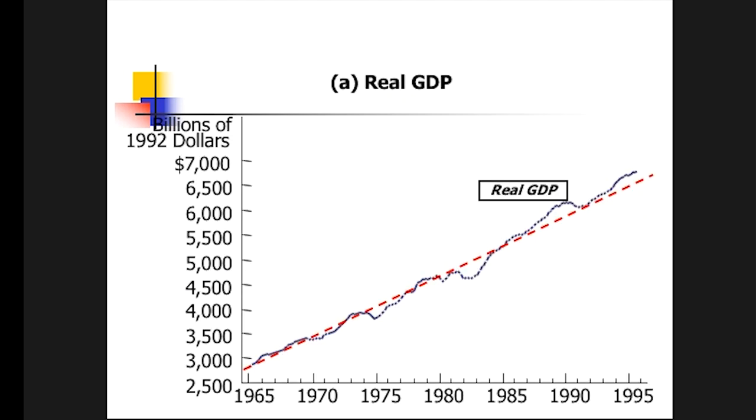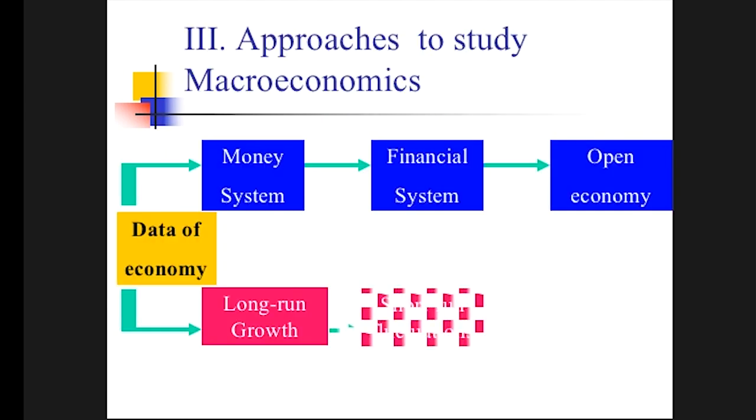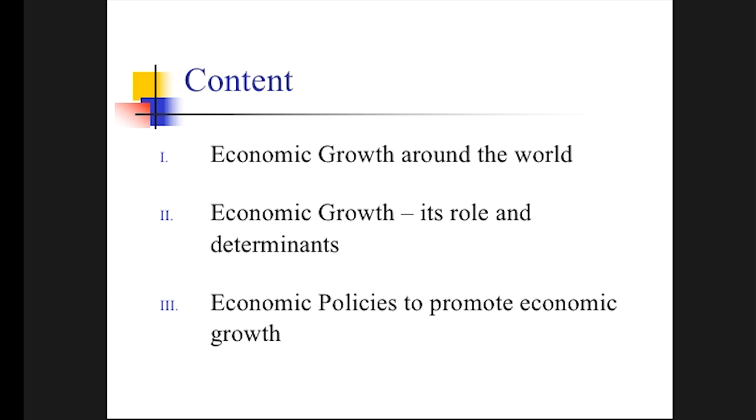After understanding the long-run growth of GDP, we will look at the marked years. In these years, GDP reduced and the economy fell into recessions. The changes in the economy in recession are called short-run fluctuations, and the short-run fluctuations will be explained in Lecture 7 after we finish the long-run growth. So now let's go to the main content of this lecture.